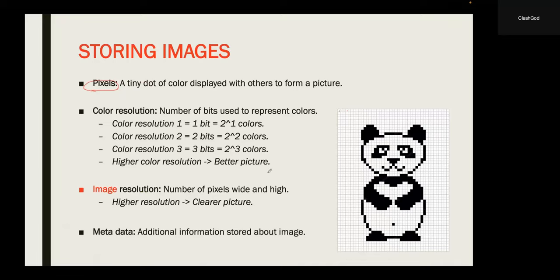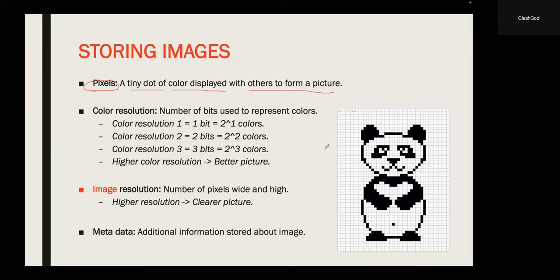On our computer screens, these words are all made up of small, tiny dots or squares, but they're so tiny that we cannot see them. In this photo, the pixels are a lot larger. But every image that we want to store on our computer systems is made of pixels. And what is a pixel? It is a tiny dot of color displayed with others to form a picture. So everything you see stored digitally is made of pixels.